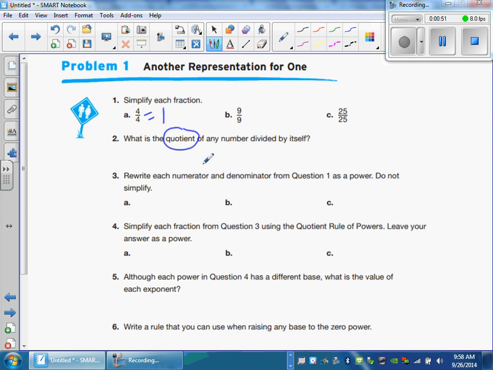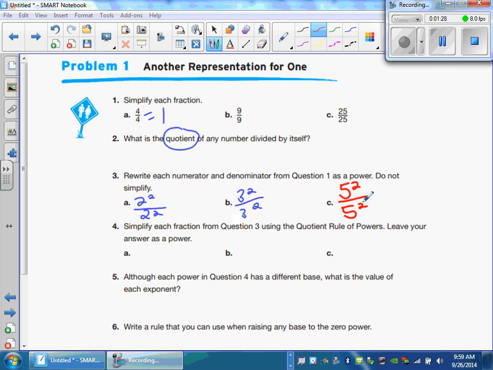Number 3 wants you to write each numerator and denominator from this problem here as a power and do not simplify. So what power can we change 4 into being? Well, we can change 4 into being 2 to the power of 2 over 2 to the power of 2. 9 over 9, letter B, can be 3 to the power of 2 over 3 to the power of 2. I want you to try letter C on your own. Press pause, and when you get the answer, go ahead and press play.